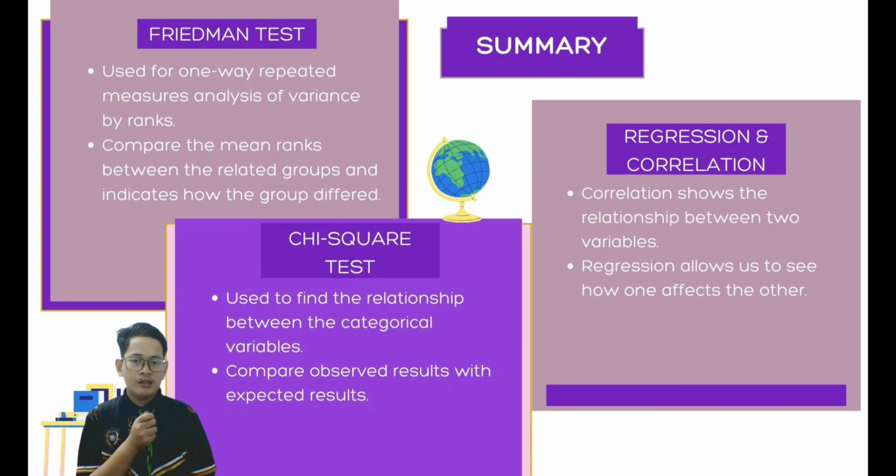The third test used is the correlation and regression test. Correlation tests are used to show the relationship between two variables, while regression tests are used to show how one variable affects the other variable.